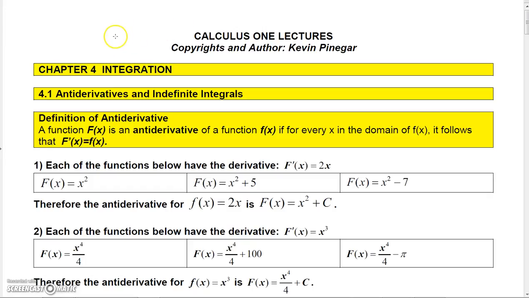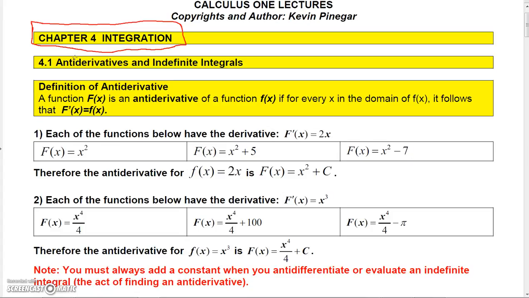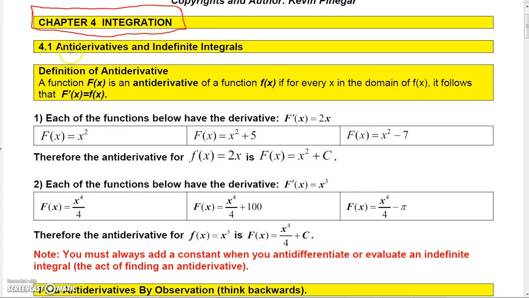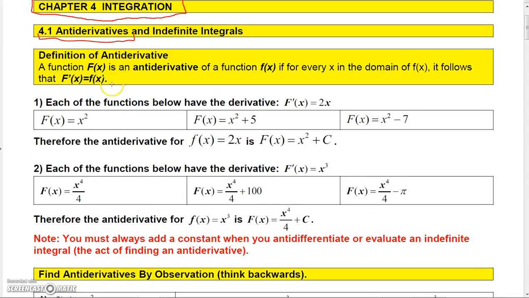In this chapter, we're going to do a reversal. We're actually going to start doing the reverse of differentiation, the act of finding derivatives, and start doing what's called integration, the act of evaluating integrals. Integrals and antiderivatives are very closely related. So let's first talk about what an antiderivative is.